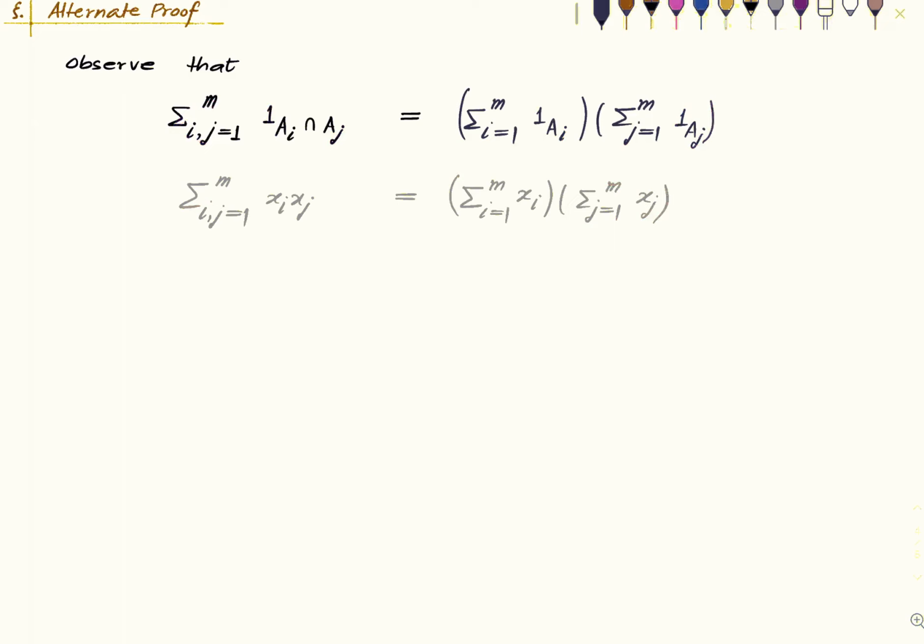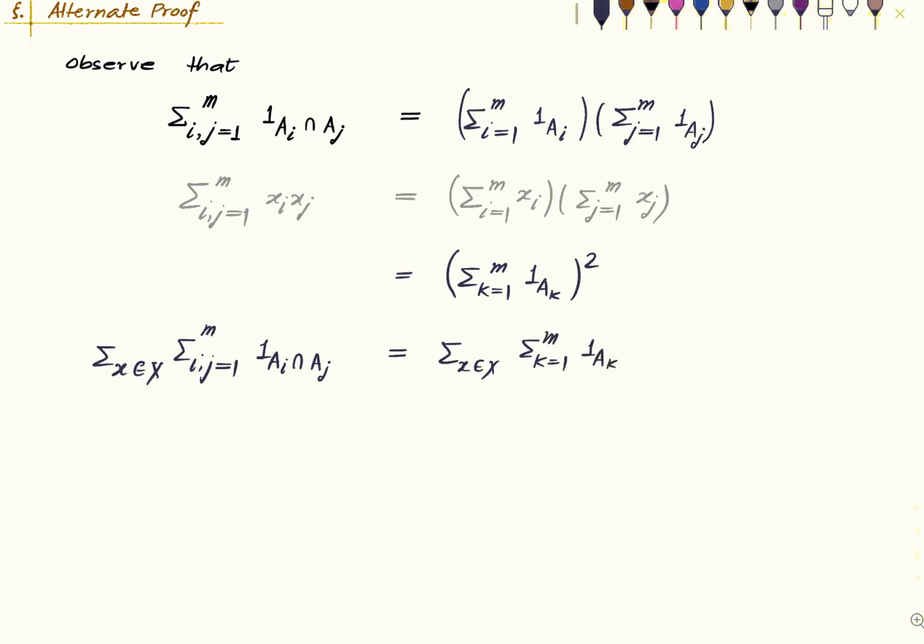But what is the above equation? The right hand side is clearly the square of, let me change the indexing variable, it's the square of this thing, because this guy is the same as that guy, right? This guy is the same as that guy. So now we can just operate this on both sides. Now on the left side, we can interchange summations.